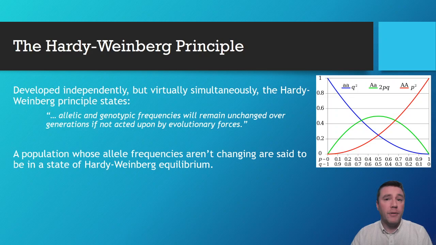Let's analyze this graph to explain that concept. Let's say that a population has a dominant allele frequency of 0.33. The red line tells us that approximately 10% of the population would be homozygous dominant. Where the green and blue lines intersect, at 45%, tells us the frequencies of both the heterozygous and homozygous recessive phenotypes. If that population's allele frequencies remained at 0.33 for dominant and 0.67 for recessive, its genotypic and phenotypic frequencies wouldn't change either. The population is not evolving.